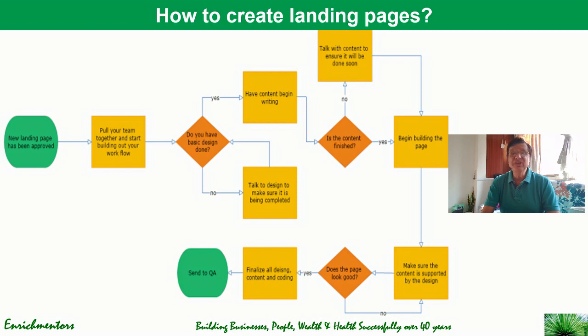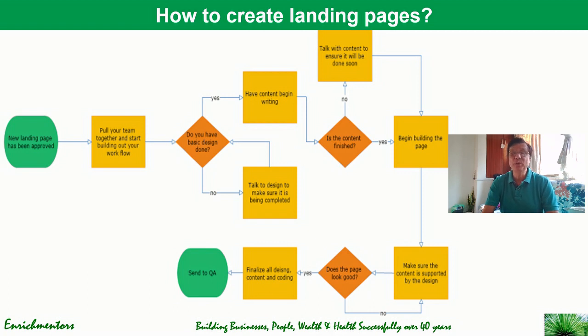Having done that, if you get a sense that your design is being done, then what you need to do is to move in parallel on the content, whether the content has been started being written. And if the answer is yes, you see whether the content is finished or still in process. If the content is still in process, you talk to the content team to ensure that it will be done soon, and then you begin.